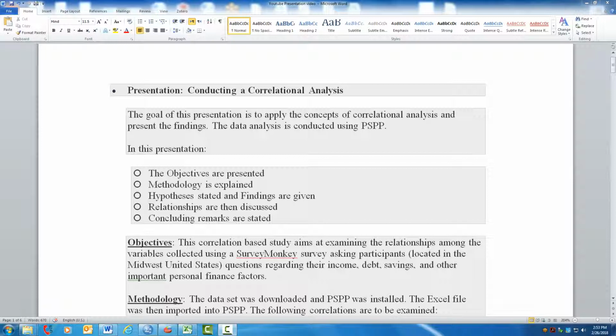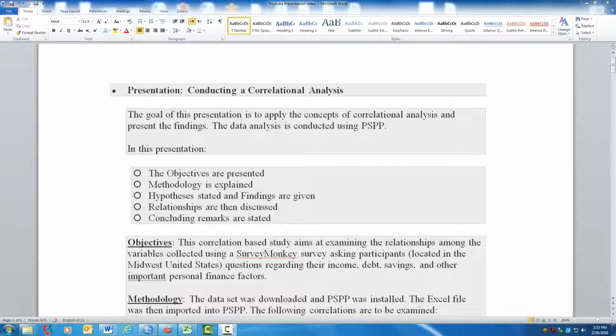I'm reproducing here a brief about the presentation on correlational analysis. The goal of this presentation is to apply the concept of correlational analysis and present the findings. The data analysis was conducted using PSPP. I'm going to follow the same agenda I used when I sent the whole presentation via the system.